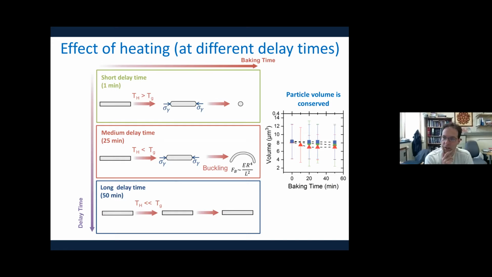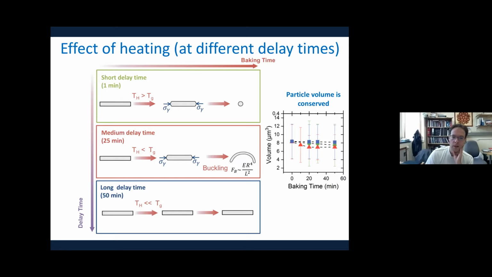So what you get then is that the heat is enough to get round edges of these things, but the cross-linking is not so low that it fully collapses to a sphere. So you get the Laplace pressure, but in the end, you get buckling here. And because of this buckling, you get these bananas. Importantly, the particle volume in all these processes is totally conserved. It's not that these rods are breaking up, they're literally collapsing under the action of buckling, or in this case, Laplace pressure to a sphere, depending on the delay time.